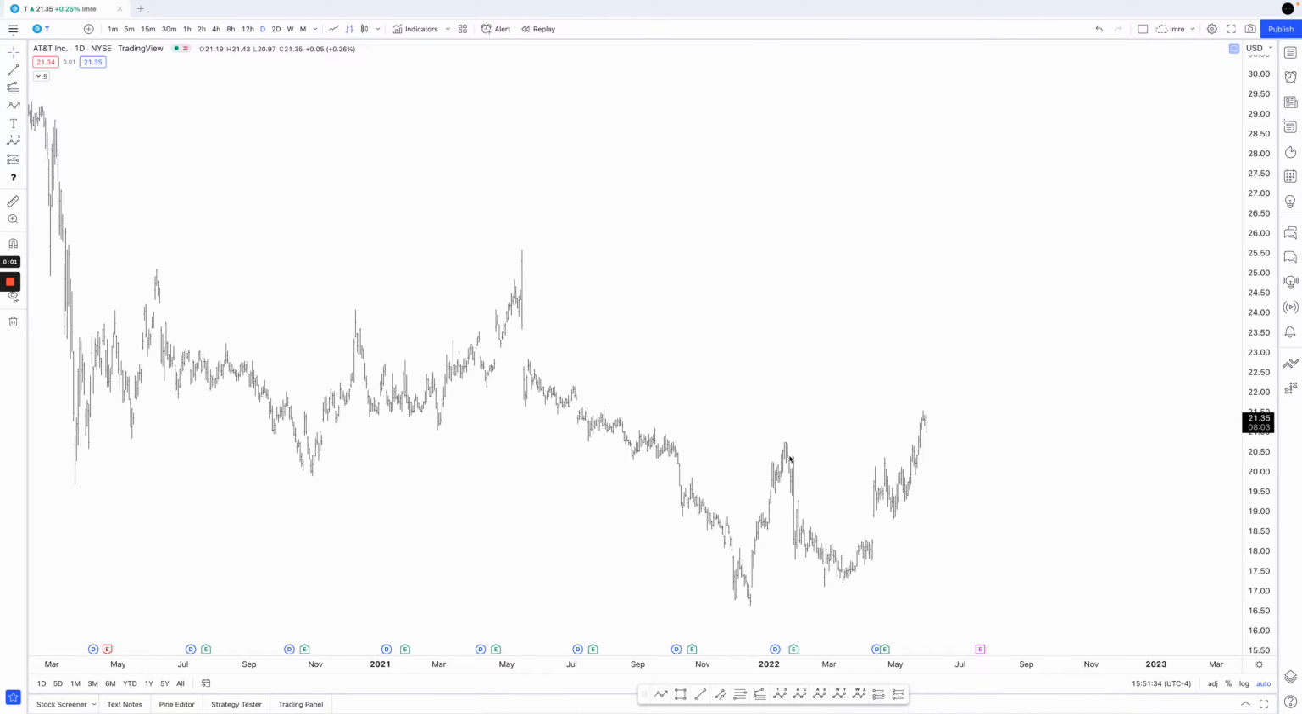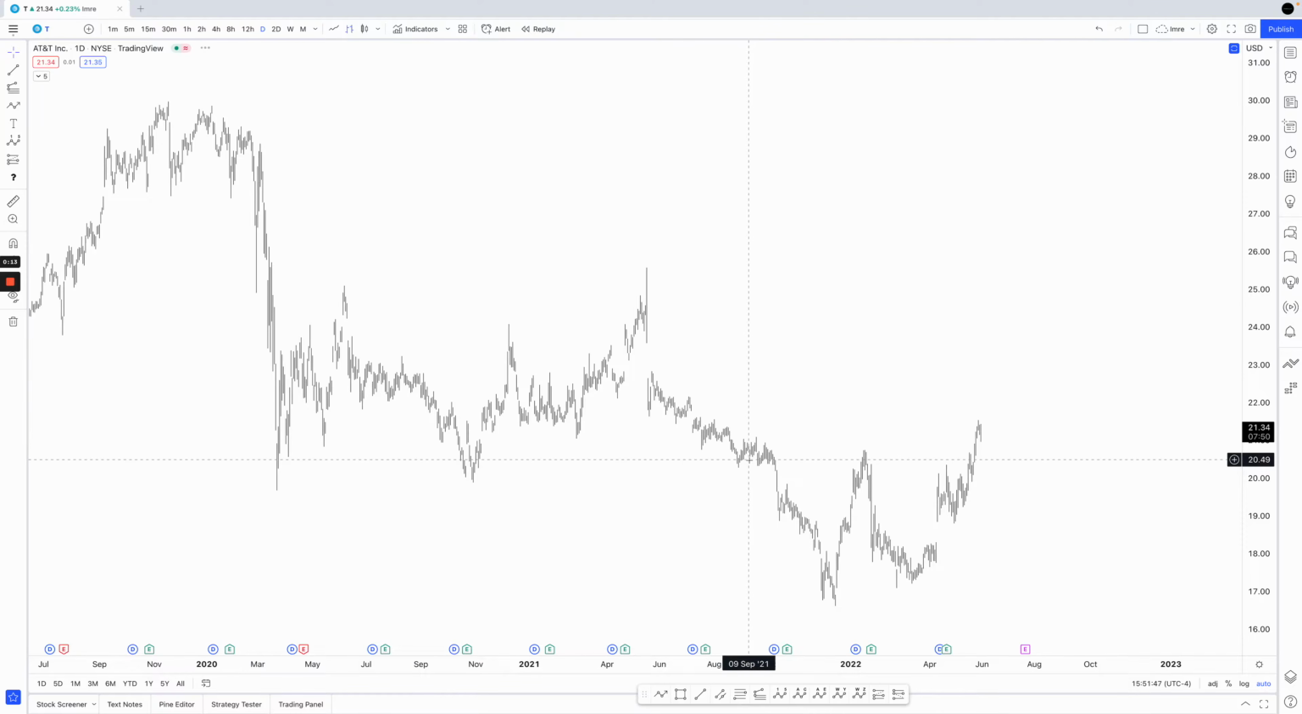Hey everyone, so one of our premium members asked me to take a look at a price chart of AT&T. Now I have not looked at a price chart of AT&T in a long time, so I thought it would be, apart from answering this trader's question about what the wave count is, a fun exercise to take you through what goes on in my head when I'm looking at a fresh price chart.